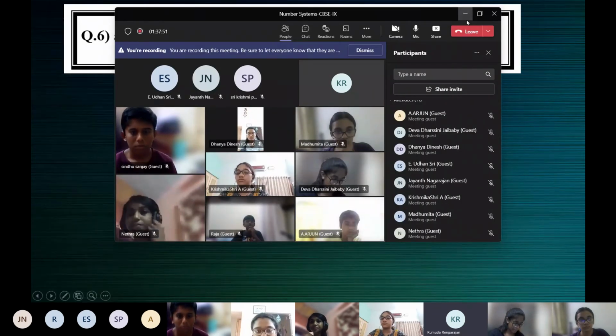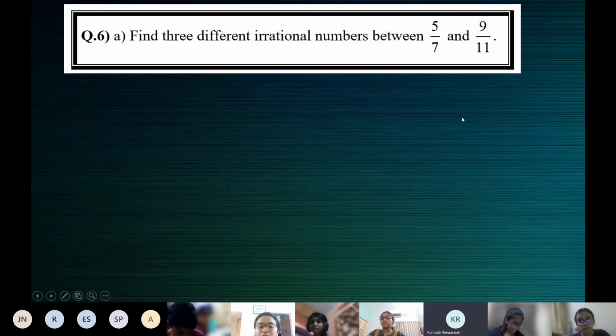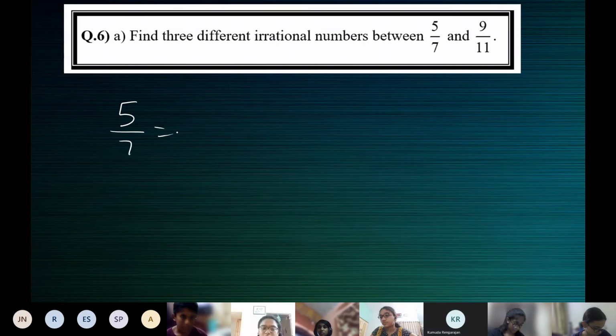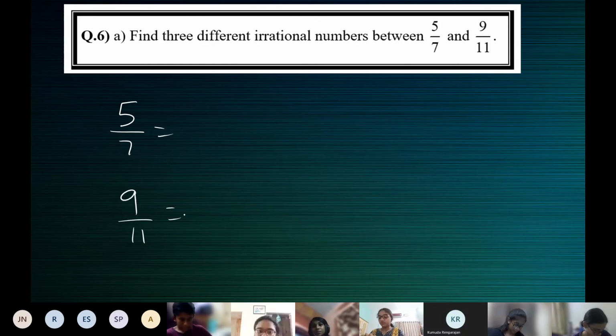Thank you so much. Now, I was telling you how to do this, children. You should find the value of 5 by 7 by long division. Don't use a calculator. Okay. And then find the value of 9 by 11. Now I'm writing its value using the calculator. You please do the division.